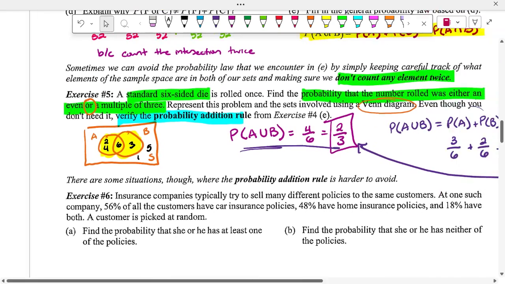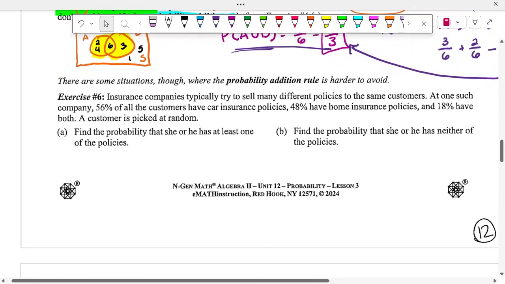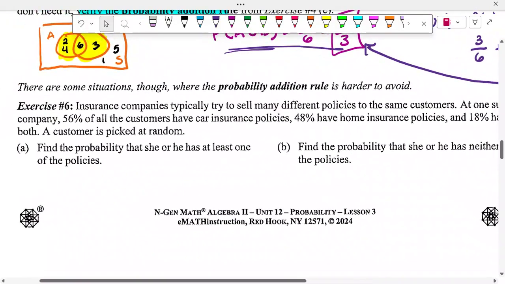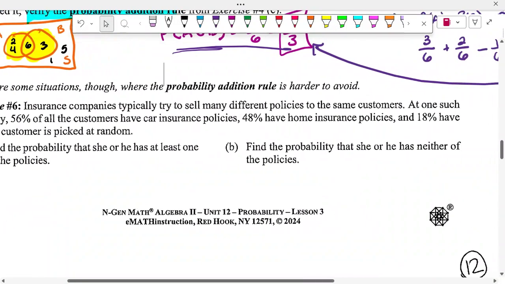Okay, last one. So this is an example of why you've got to know the formula. An insurance company typically tries to sell many different policies to the same customer. You guys are a little young for this, but when you get to the age where you start having a car or a phone, and your parents say you can pay for it.